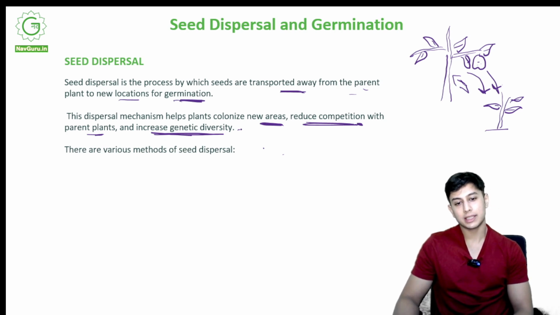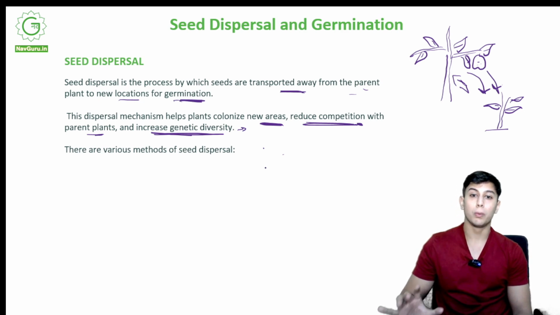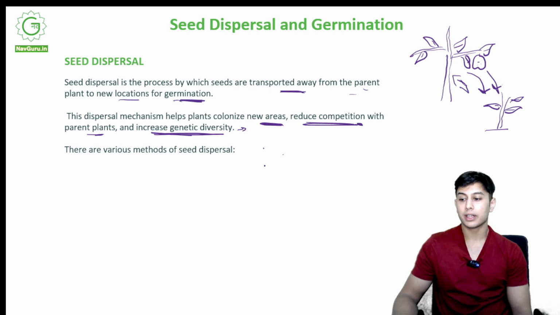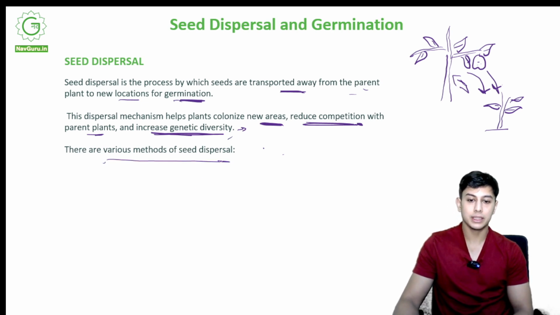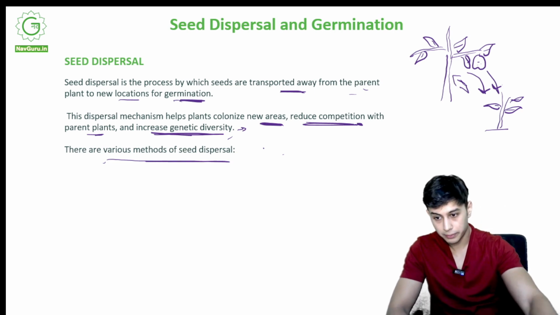It also increases genetic diversity, like I told you. So genetic diversity would be to grow bigger fruits, to grow bigger. Alright, if it goes into a very fertile soil, it might grow very big. Okay, if it is a very genetically advanced seed, it might give a very nice fruit. So for example, a twin banana, it exists, it is a genetic diversity, right? This happens. There are various methods of seed dispersal. So there are various methods to it.